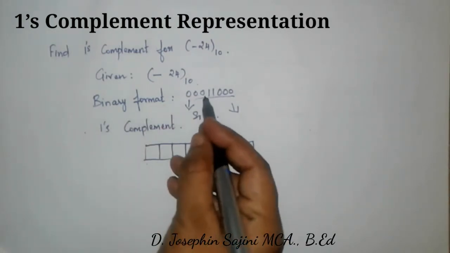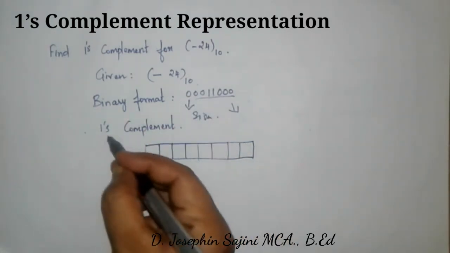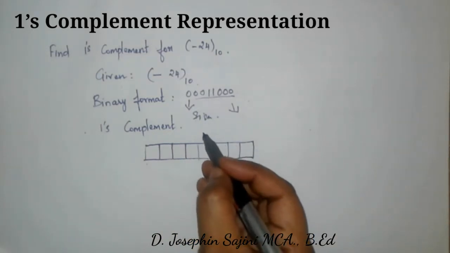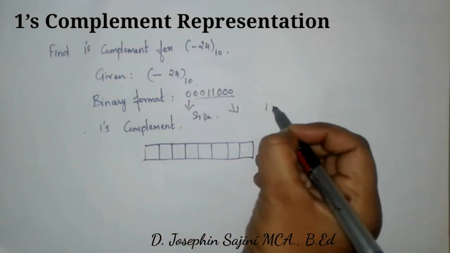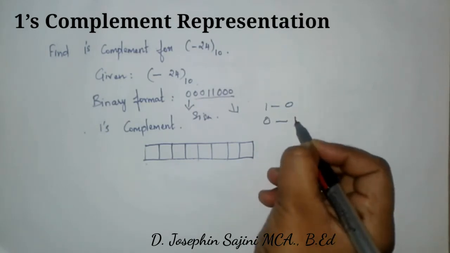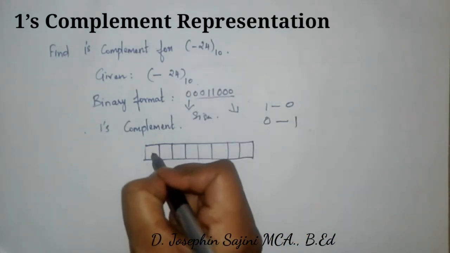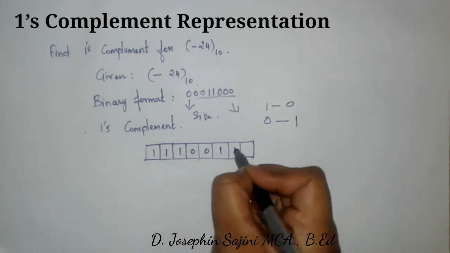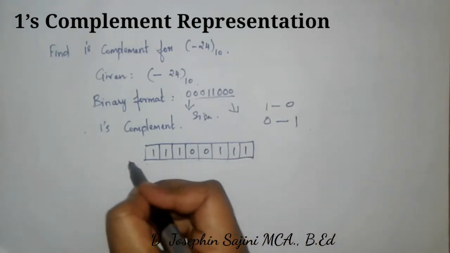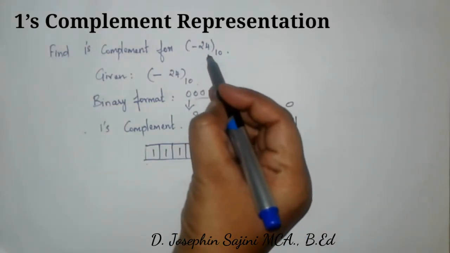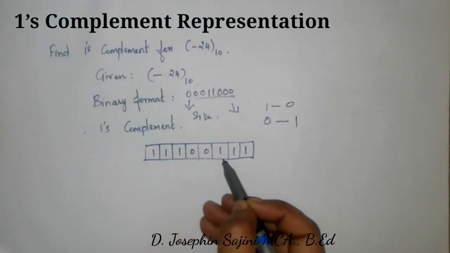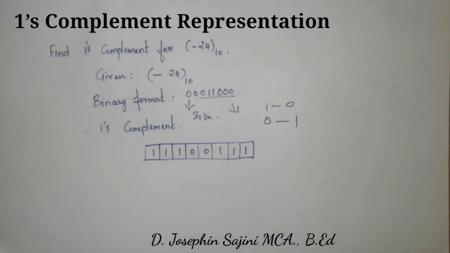This binary number can be converted to 1's complement. We want to invert all the bits, that is, exchange 1 to 0 and 0 to 1. So this can be written as 1, 1, 1, 0, 0, 1, 1, 1. So the 1's complement of minus 24 is 1, 1, 1, 0, 0, 1, 1, 1.